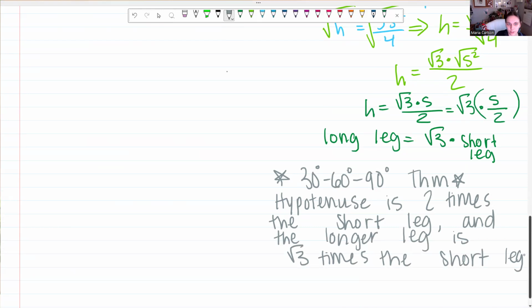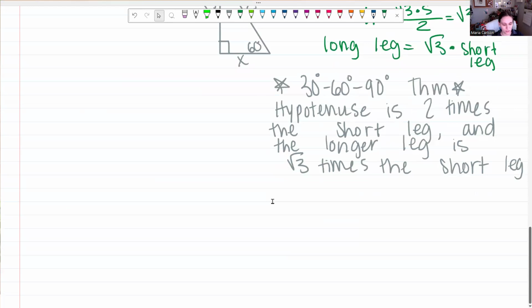So if I draw a picture of this, here's my 30, 60, 90. This is the 60 degree. This is the 30 that's farther away from the 90 degree. And we know that the hypotenuse is 2 times the short leg. So if our short leg is x, the hypotenuse is 2 times x. And the longer leg is the square root of 3 times the short leg, or x times the square root of 3.